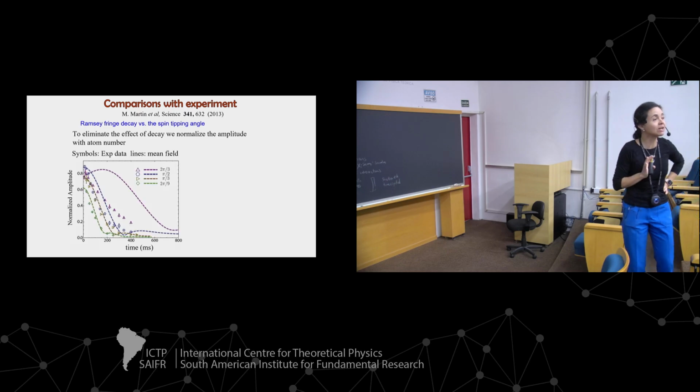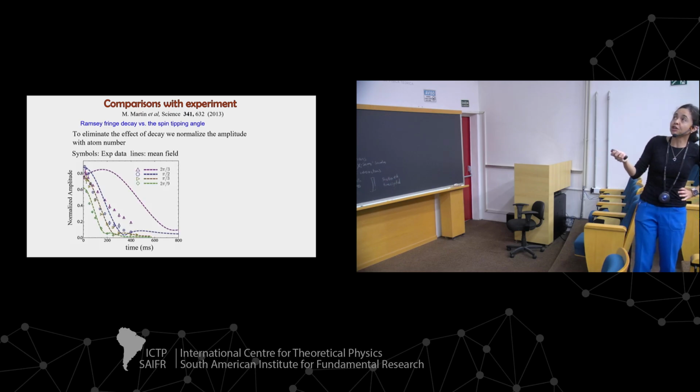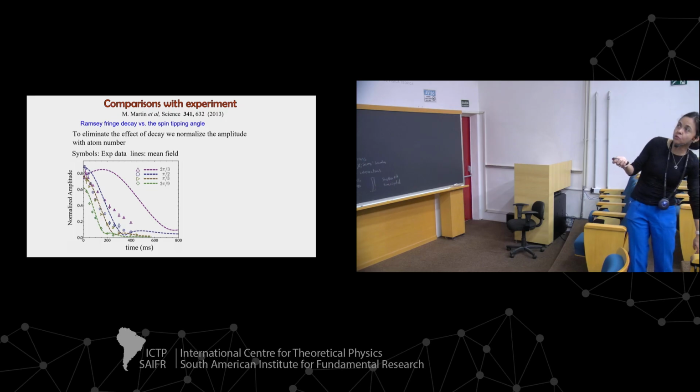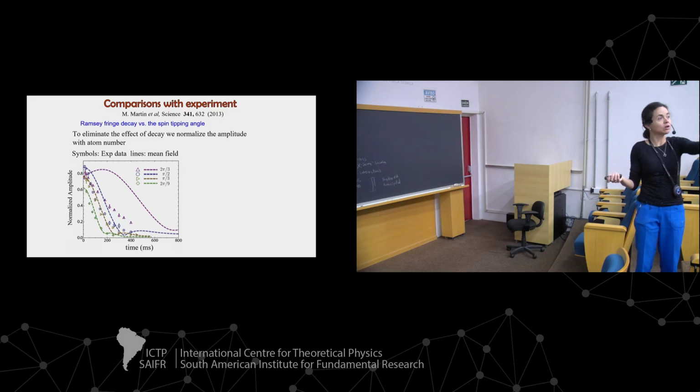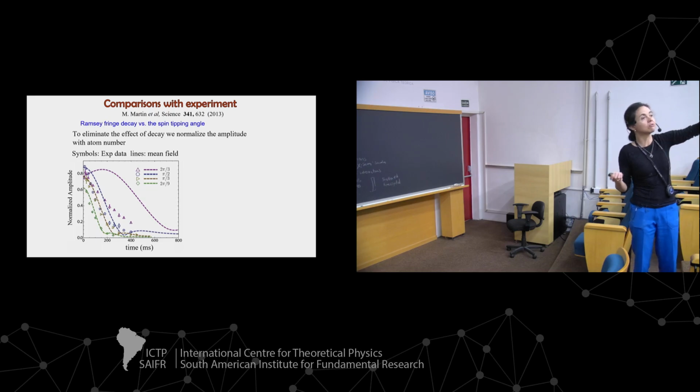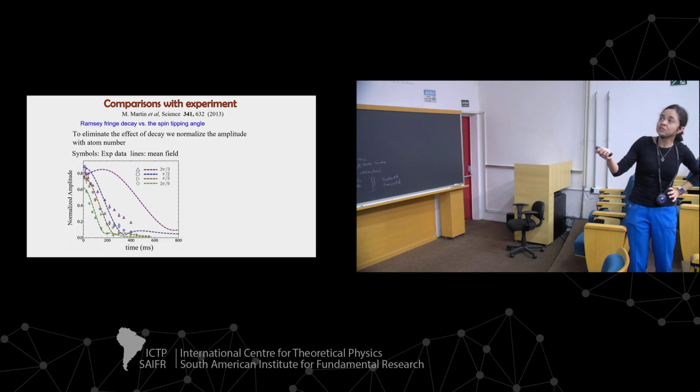But it was very interesting. So I was trying to do a mean field approximation. This was the experimental data, and these are different tipping angles. You are going to have from 2 pi over 9, the closer to the equator, and then different tipping angles. They were doing Ramsey spectroscopy, and this is what the clock was observing.